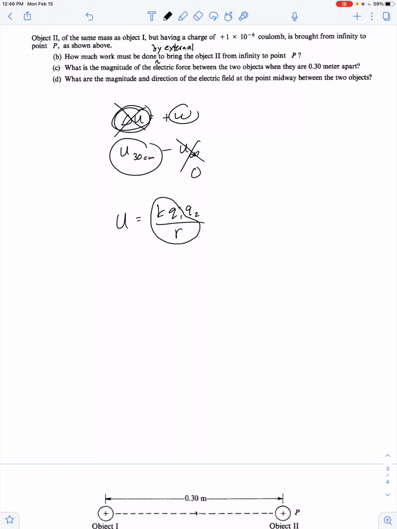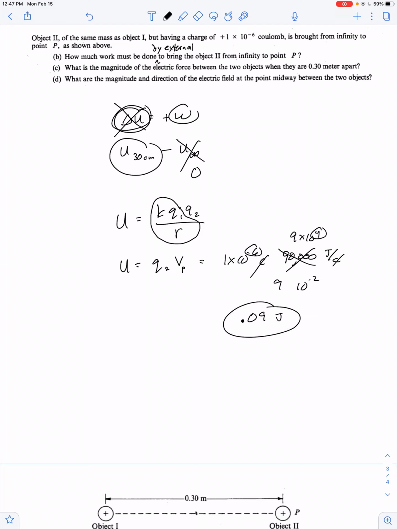That's 90,000 volts. So really, we're just saying the potential energy is equal to the charge that was moved to point P times the electric potential at point P. So this is just 1 times 10 to the negative 6th coulombs multiplied by 90,000 joules per coulomb. Now 90,000 is the same thing as 9 times 10 to the 4th. So 10 to the negative 6th and 10 to the 4th gives us 10 to the negative 2. 9 times 10 to the negative 2 is probably better stated as 0.09. And of course the coulombs cancel out. We're talking about 0.09 joules. That's the amount of work that was done to bring that object from infinitely far away to point P.